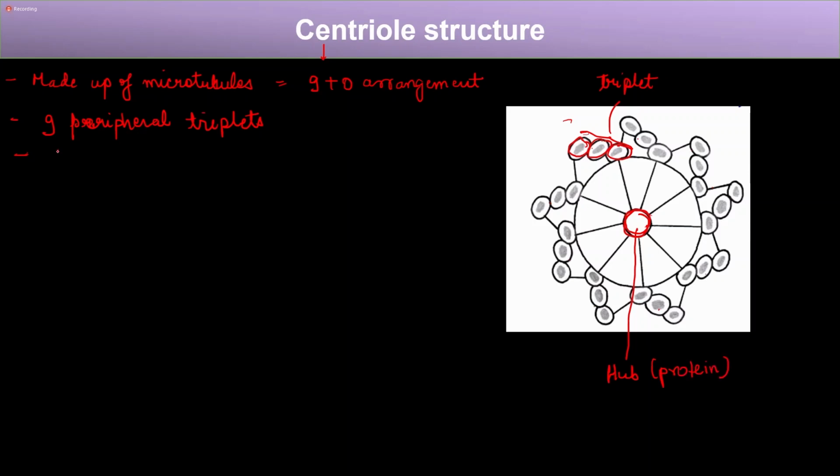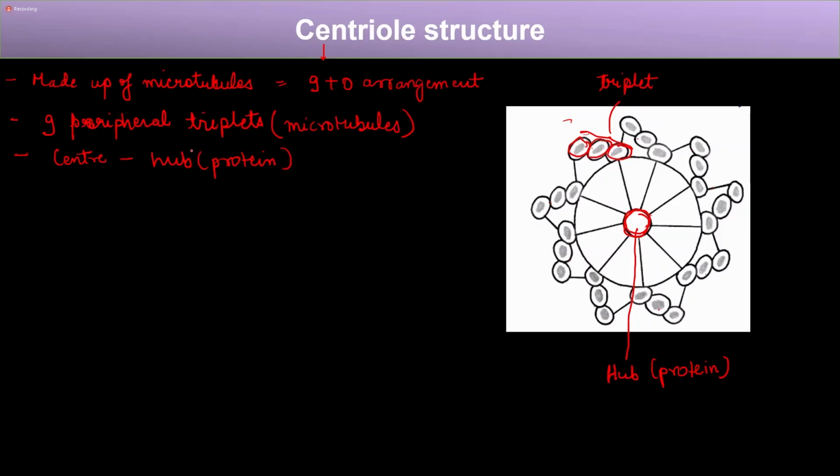So the centriole has, in the periphery, these triplets. And what are triplets? These are microtubules, right? In the center, it has a protein called hub. Now, apart from this, what else does it have?